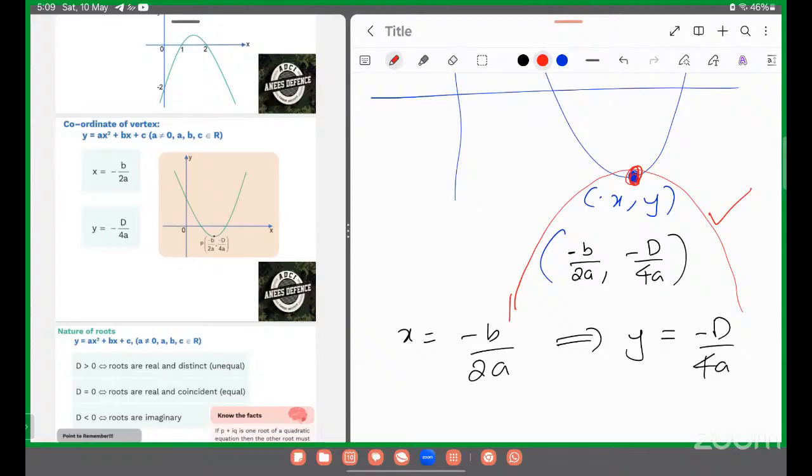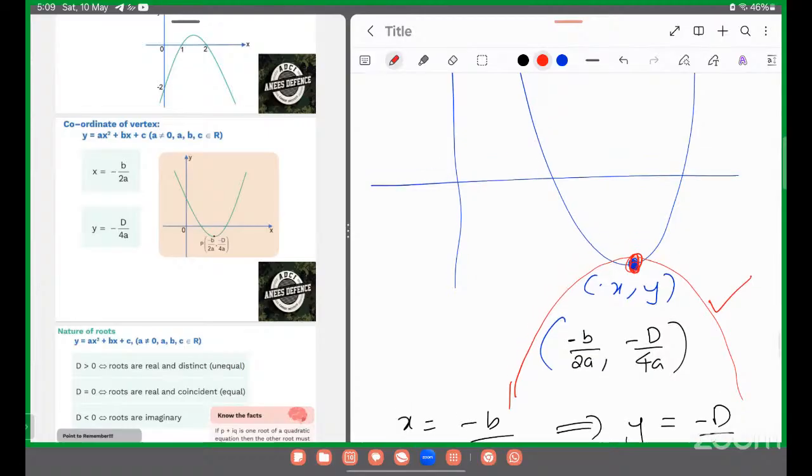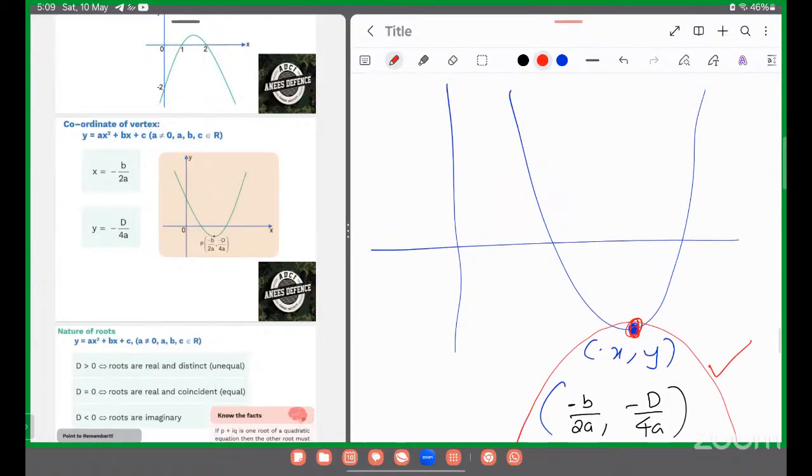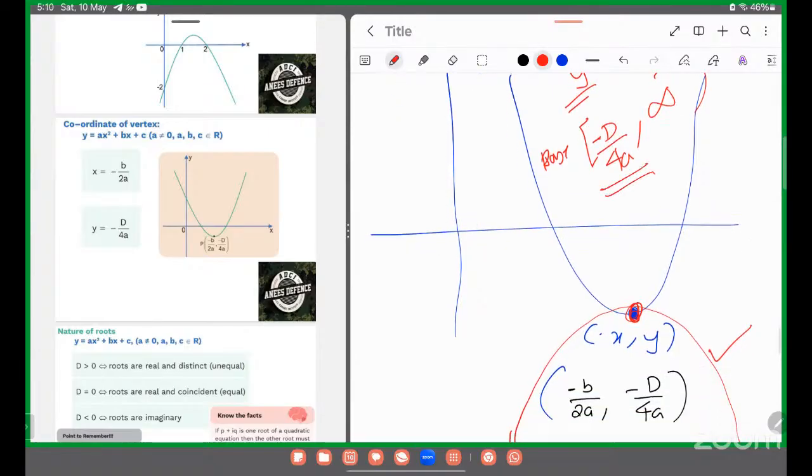If you consider the range, meaning from which starting value to which ending value, what are the possible values of y? That is known as the range of a function. So in this particular graph, the range of y will be from minus d by 4a to infinity. That means the minimum value is minus d by 4a.